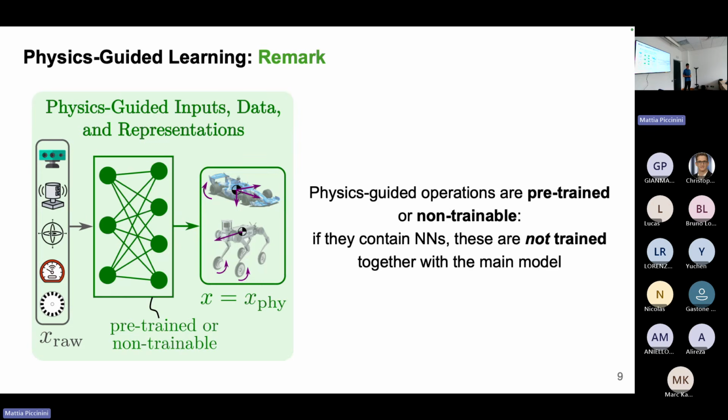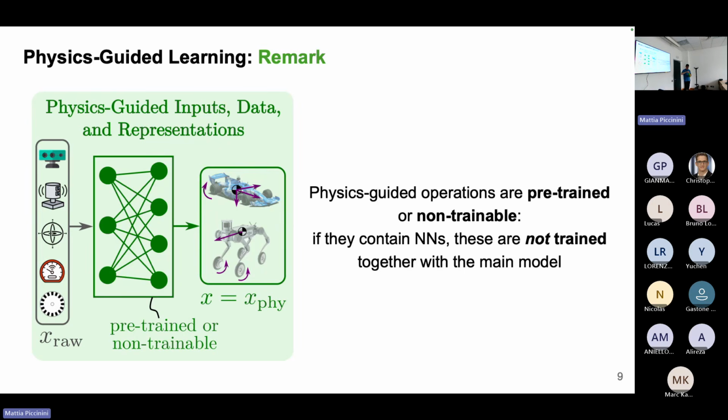The motivation is that otherwise you can't decouple the architecture from the physics-guided part, because if you have a network that is trained in the main training together with the main architecture, I mean, the architecture of the network.